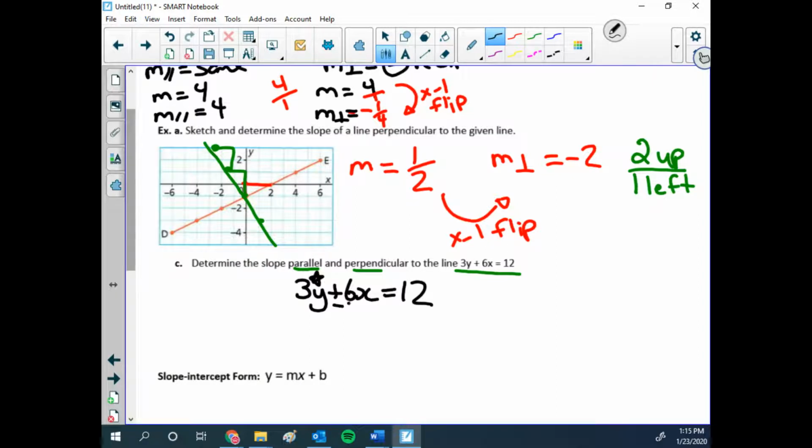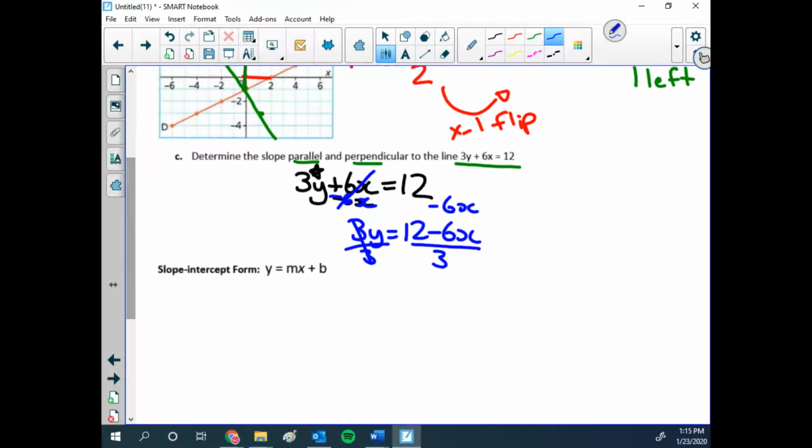So I would subtract 6x from either side. What I do to one side, I'll do to the other. So 3y is equal to 12 minus 6x. And then I have to divide every term by 3 to get y by itself. So y is equal to 12 divided by 3 is 4, minus 6 divided by 3 is 2x.